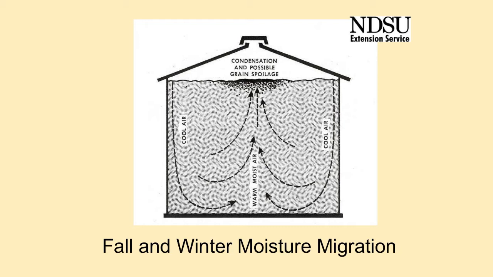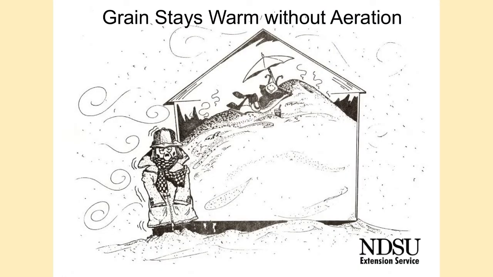Moisture migration is limited by cooling the grain when average outdoor temperatures are 10 to 15 degrees cooler than the grain temperature. Grain will stay warm, creating an environment conducive to insect infestation unless it is cooled by aeration. Grain is both a good insulation and heat sink, so it will stay warm even when outdoor temperatures are frigid.